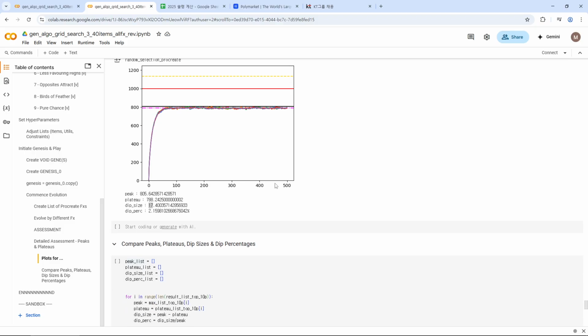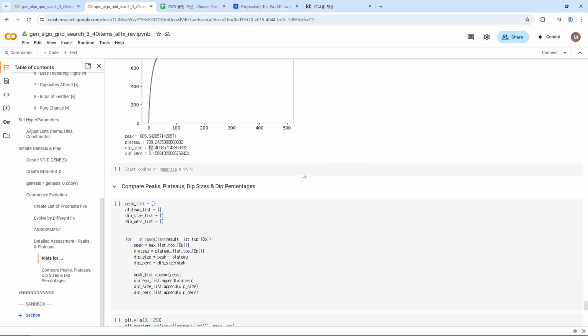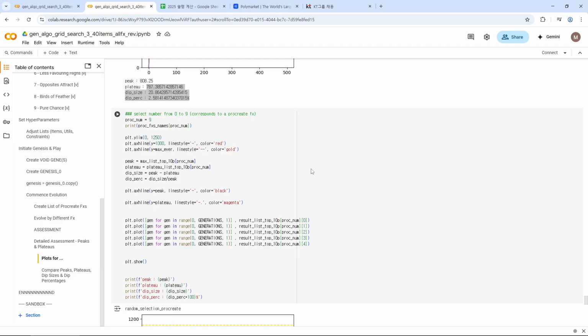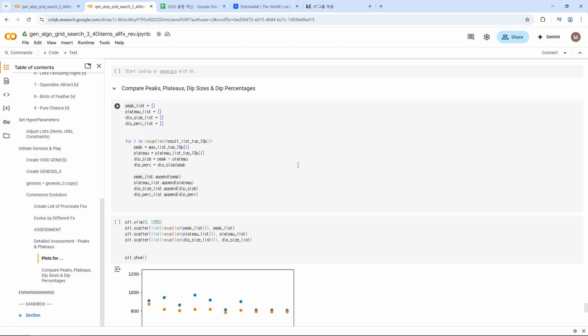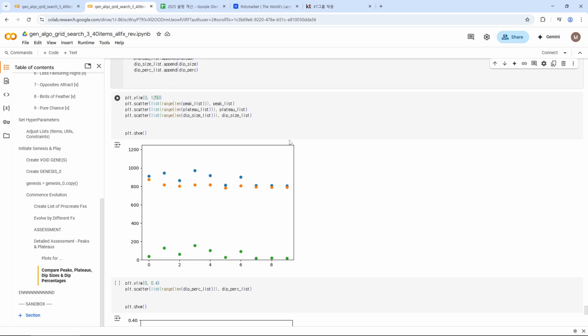However, we would like to, I already had the peak list. Do I not have the peak list? Yep. So what I did here is I created 4 lists containing peaks, plateaus, dip sizes, and dip percentages, respectively, and loop them through so that I can create this.